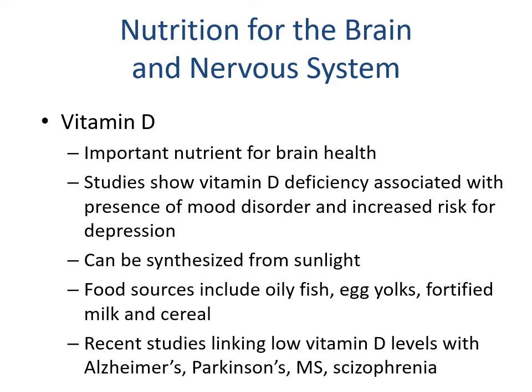Now remember that vitamin D can be synthesized from sunlight. So if we have a functioning liver and kidneys and we get adequate amounts of sunlight, then we can get adequate vitamin D. Most people at risk are going to be people that live further north, so people in New England, people that live in large cities where it's actually difficult for the sun to penetrate and hit the ground.